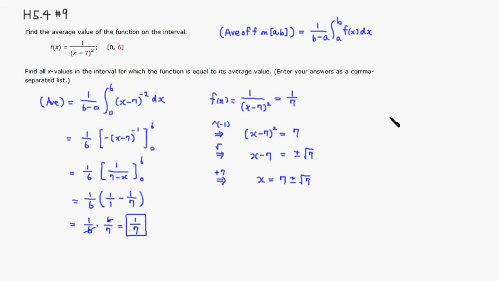Then we are looking for the x value in the interval, so here we need to pay attention. It has to be in the interval. So 7 plus the square root of 7 is obviously bigger than 6, so we can't take that. The only thing we keep is 7 minus the square root of 7. So the x value we're looking for is 7 minus the square root of 7, because that one is on the interval from 0 to 6. That's it. I hope that this was clear.